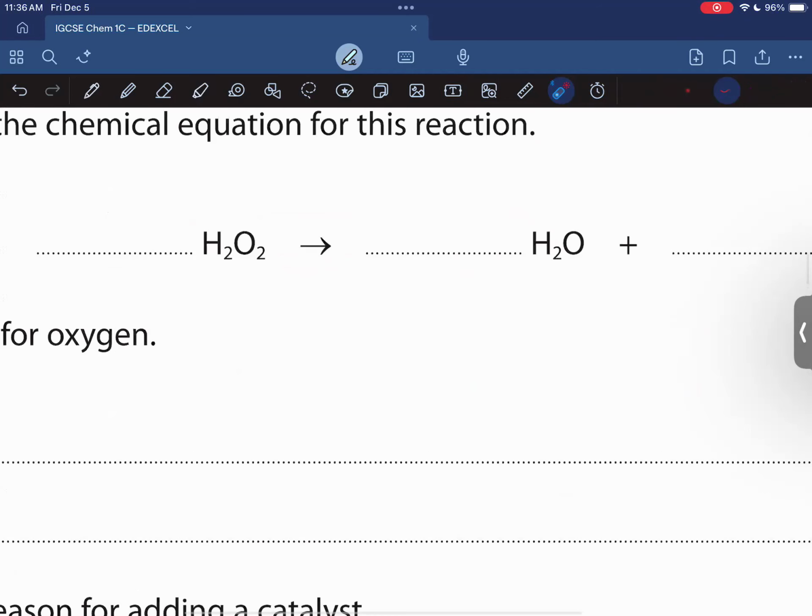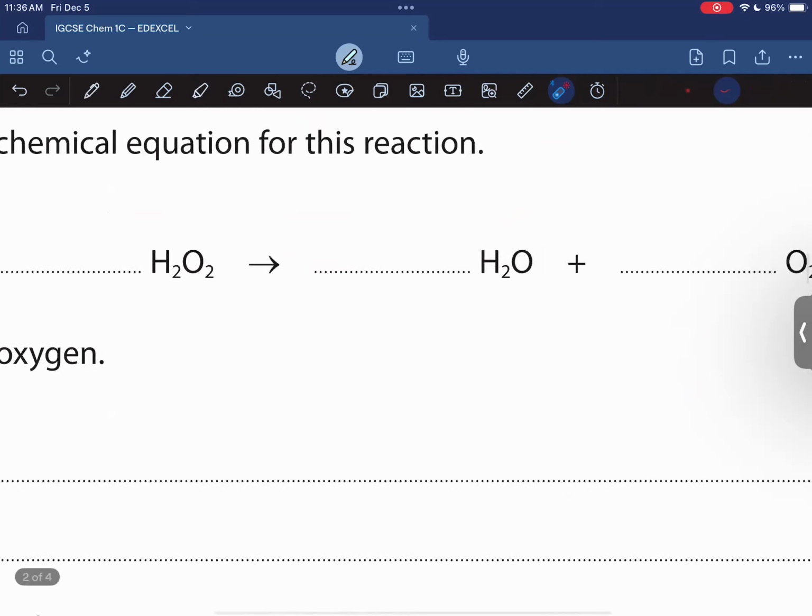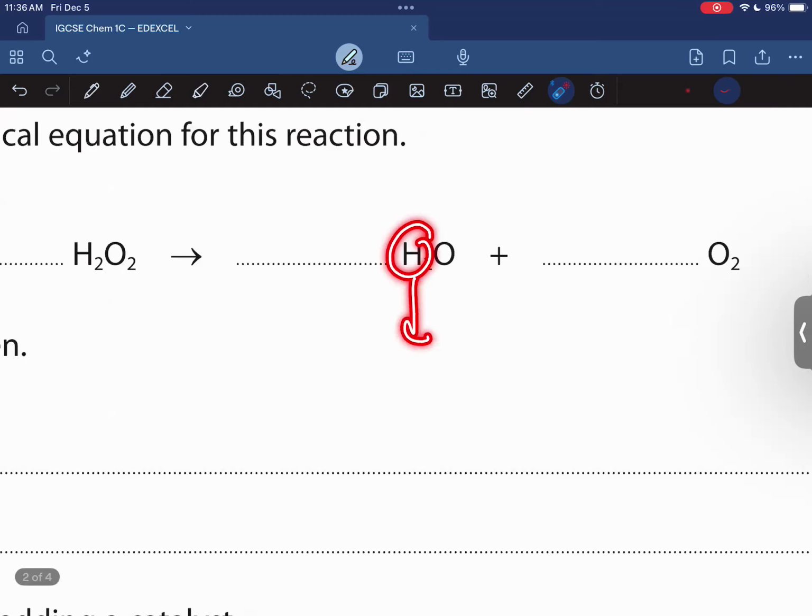So first of all, let's check something. There are two hydrogen and two oxygen over here, and there are two hydrogen and three oxygen over here. Now, how do you even balance this? Okay, so let's just do some trial and error. Let's just give two over here.